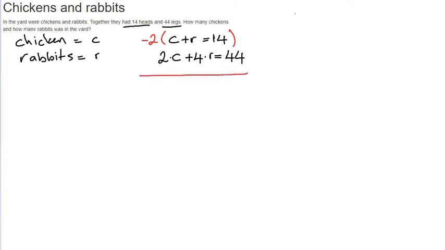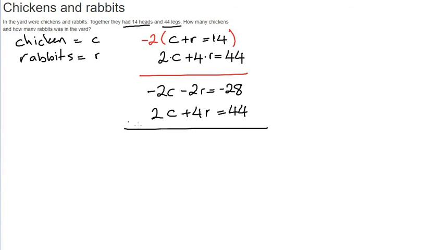Let's go ahead and rewrite everything back again. So -2 times C, that would be -2C. -2 times R, that's going to be -2R, equals -2 times 14, that would be -28. And I'm going to rewrite the second equation, which was 2C plus 4R equals 44.